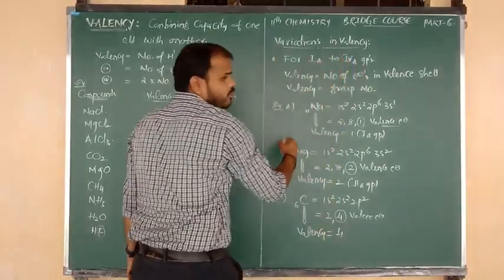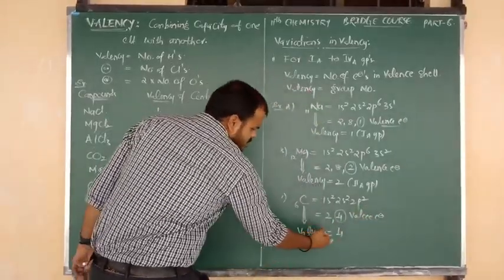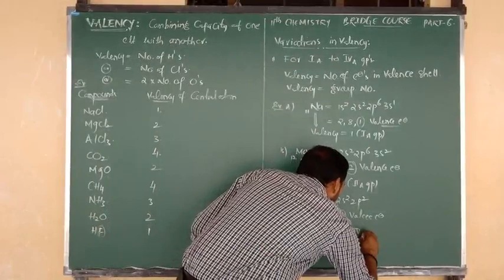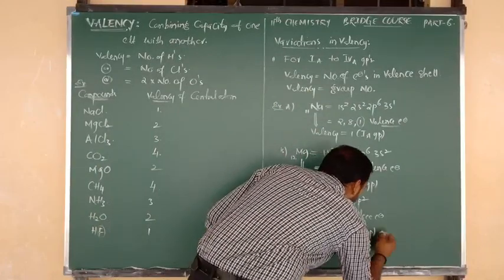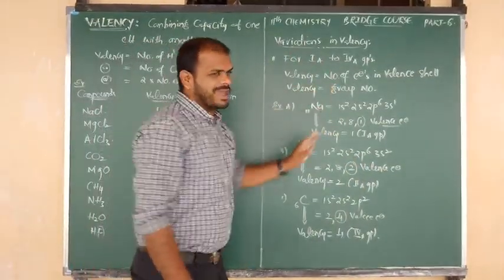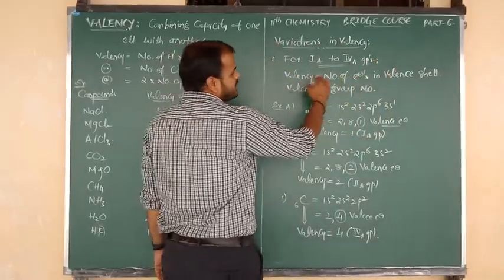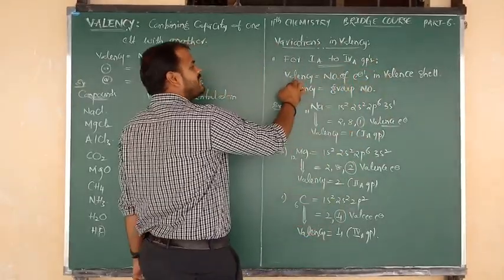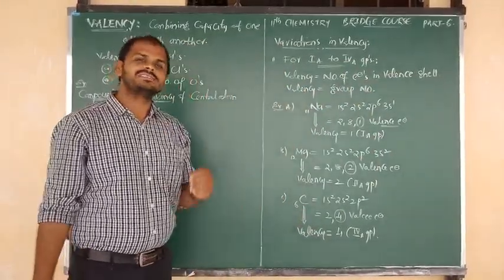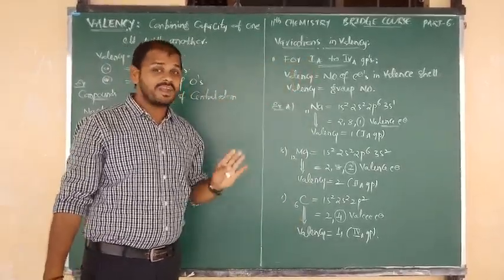From 1A to 4A group, the number of valency electrons is equal to valency. 4 valency electrons, so valency is 4, and valency equals group number. So carbon group number is nothing but 4A group. I hope you understand. So for 1A to 4A group elements, valency can be calculated as the number of valency electrons, and we can say it equals the group number. In that manner you can consider a number of examples. This is variation number 1, only applicable for 1A to 4A.